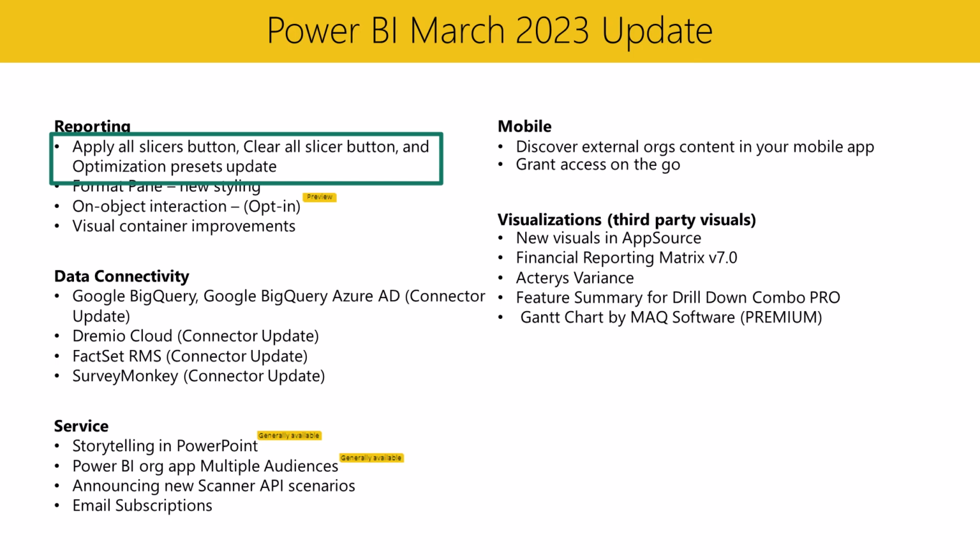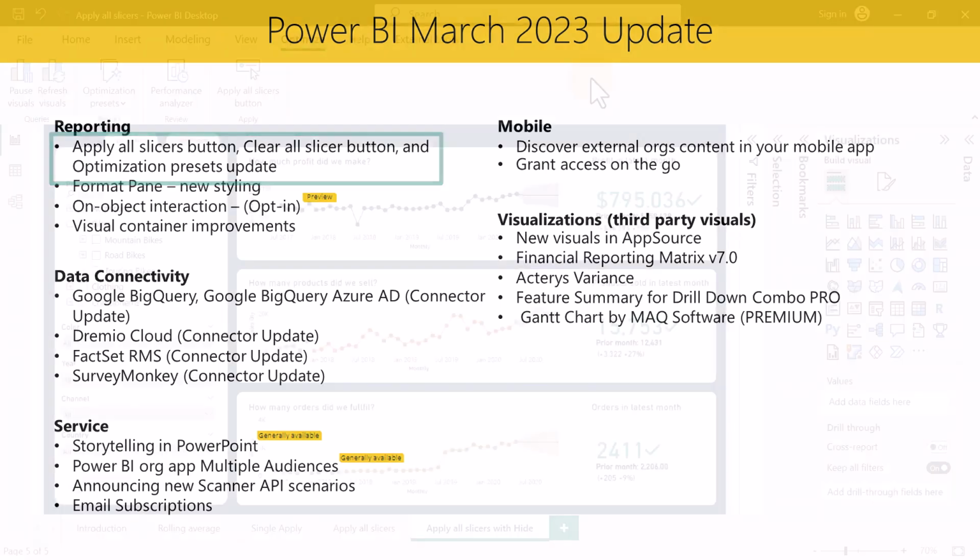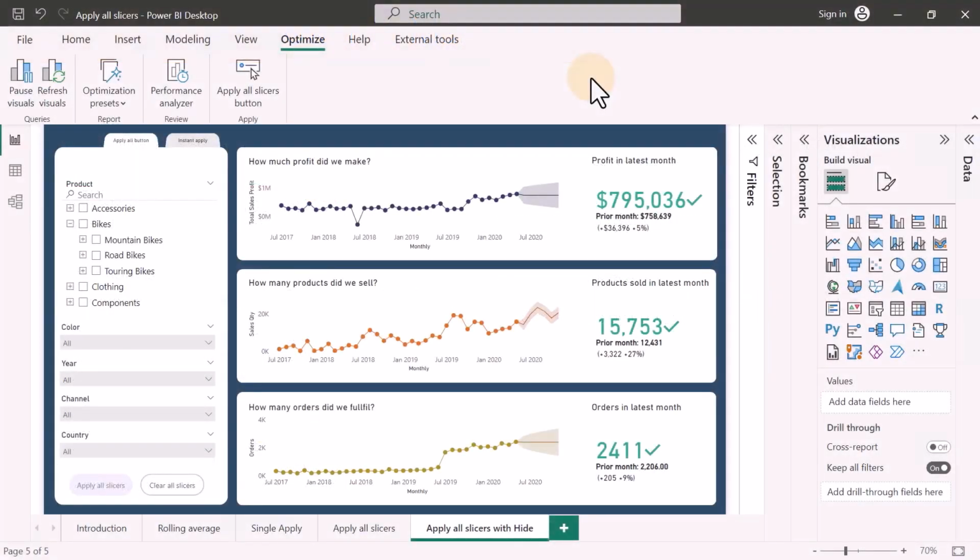Let's look at Zoe's demo to see it in action. When we released the public preview of the Optimize ribbon with pause visuals for authoring reports, feedback we received was for a way to allow your report consumers to make slicer selections and have the report visuals only update when they're finished. The wait is now over.